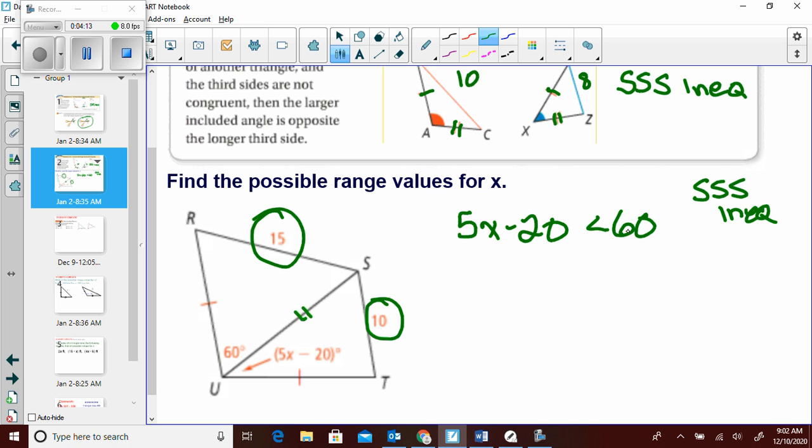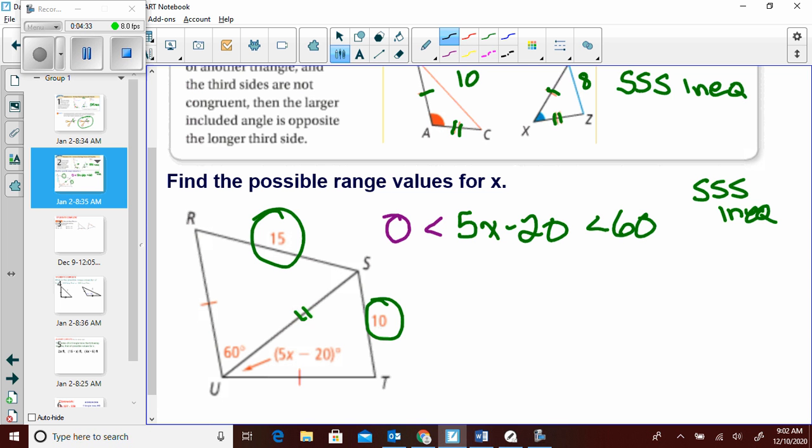Is this less than 60, but can it be like negative 50? No. What is the smallest it can be? It has to be bigger than what? It has to be bigger than 0 degrees. It cannot be 0. It can be 0.0034, but it cannot be 0.